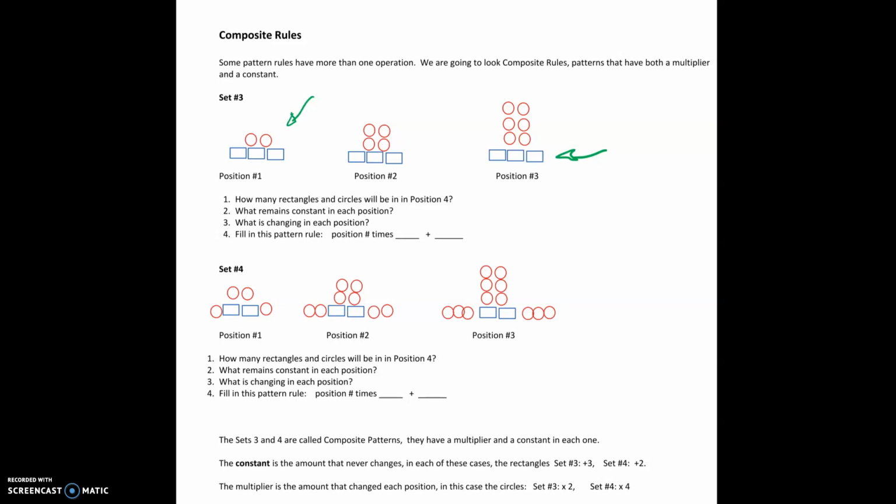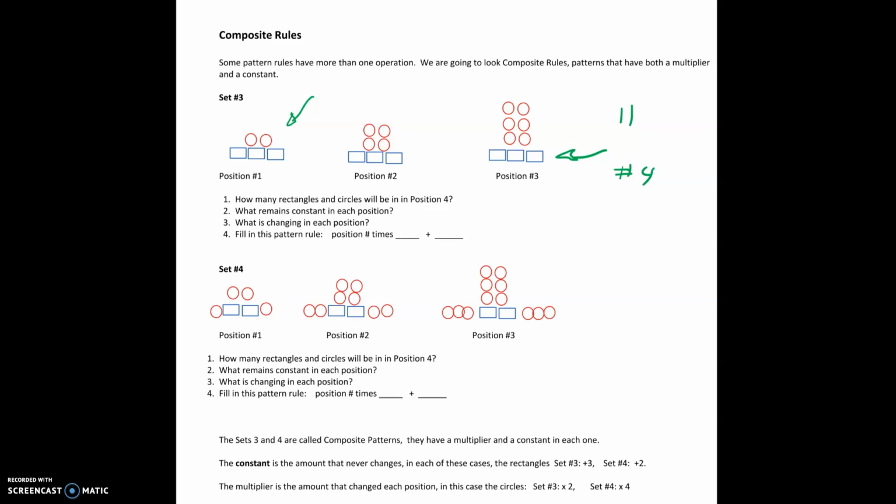Well, that sounds just like the multiplication rule that we just did, times 2. And that's exactly what ends up happening here. So if we're looking at position number 4, we're going to add 2 more circles, giving us 8 circles, and the 3 rectangles would stay the same. That would give us a total of 8 and 3, 11 tiles. So number 4 is going to have 11 total tiles in it, circles and rectangles.